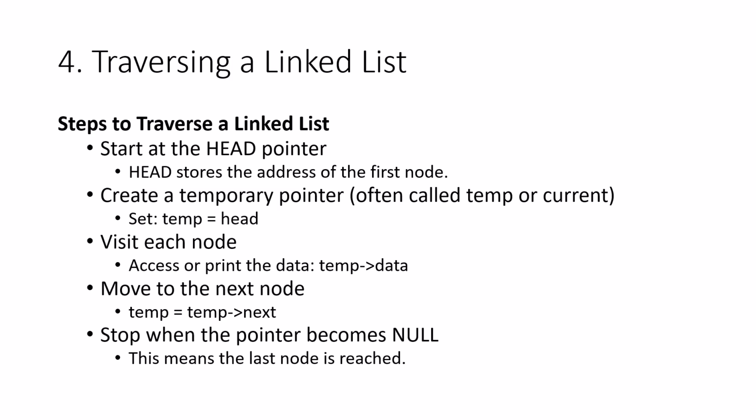After processing the current node, we move to the next node. This is done by updating the pointer: temp = temp->next. We continue this process until the pointer becomes null. When temp becomes null, it means we have reached the end of the linked list and the traversal stops.